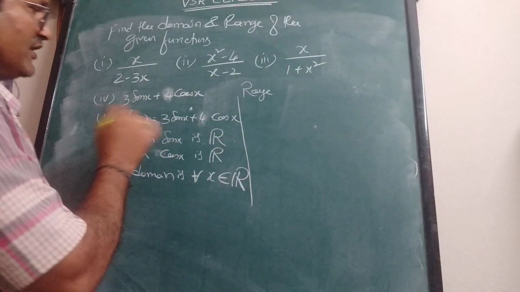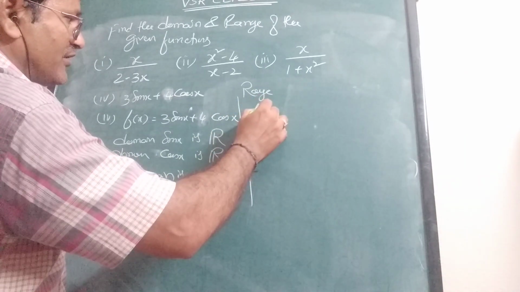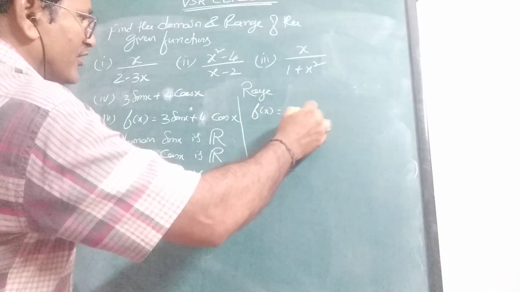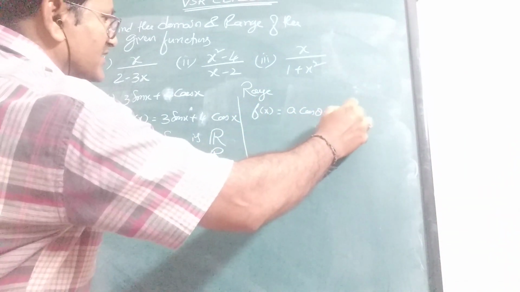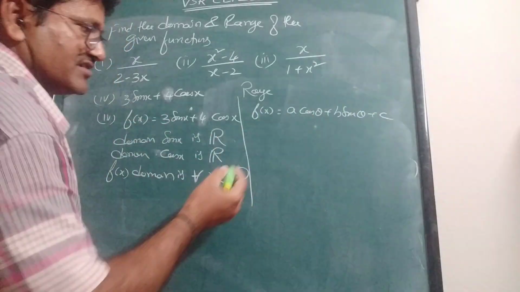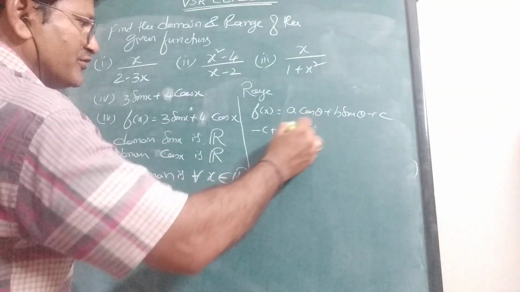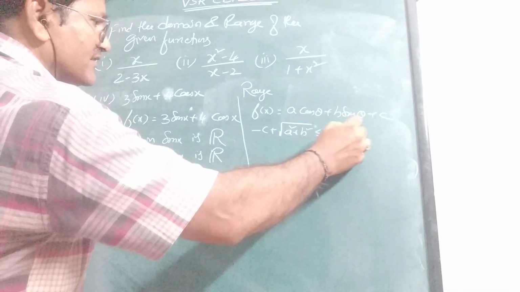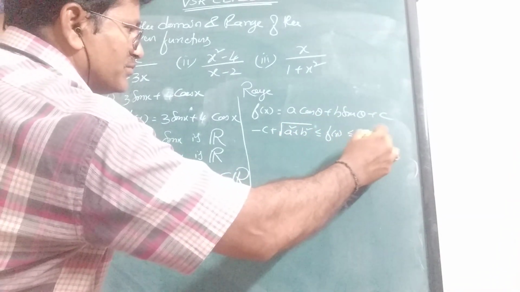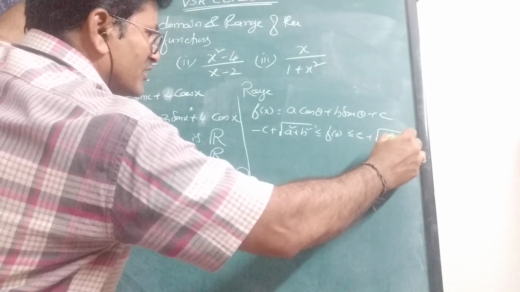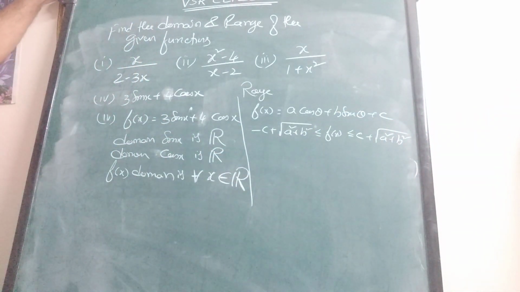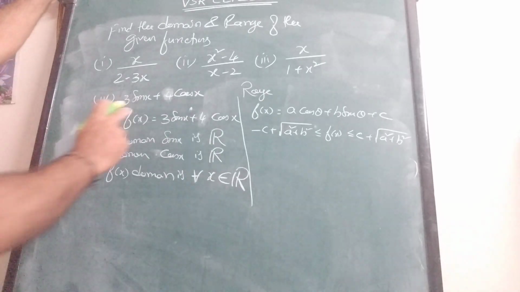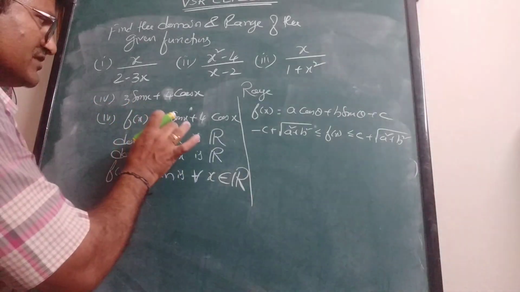Now whenever we are going for the range of f of x equal to a cos theta plus b sin theta plus c, its range will be minus c minus root over a square plus b square less than f of x less than c plus root over a square plus b square. You have to apply this formula, and from trigonometry also we have the same problem.